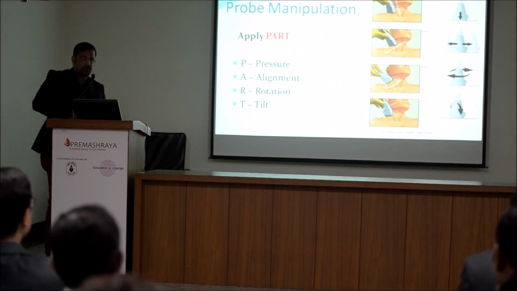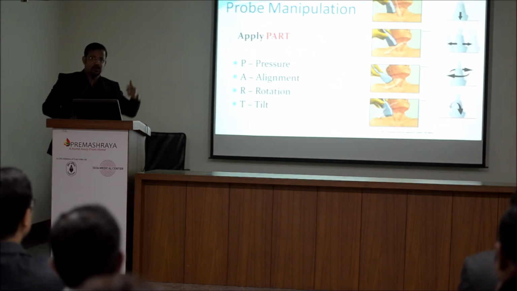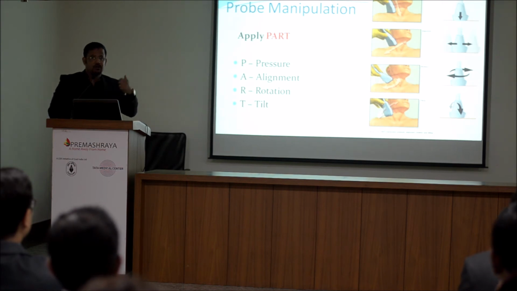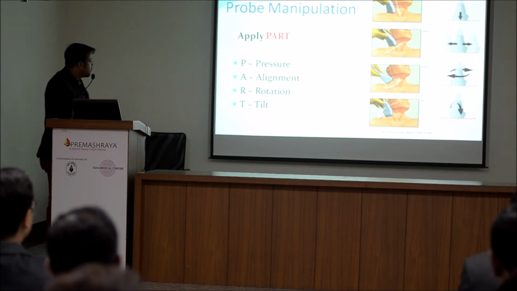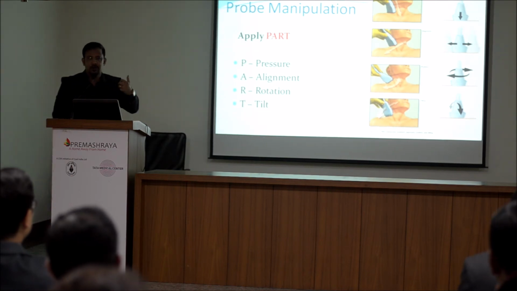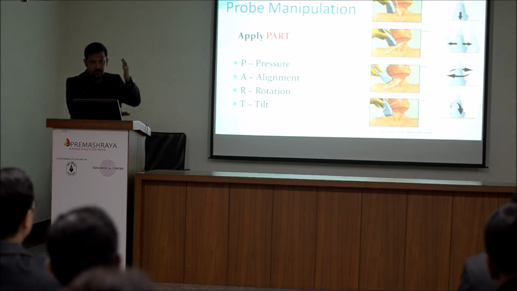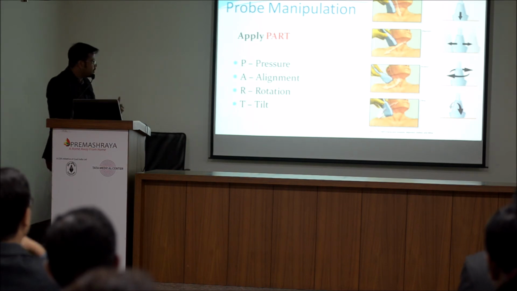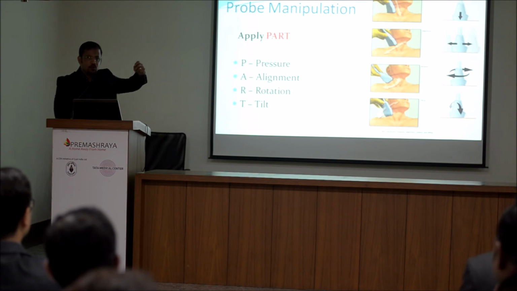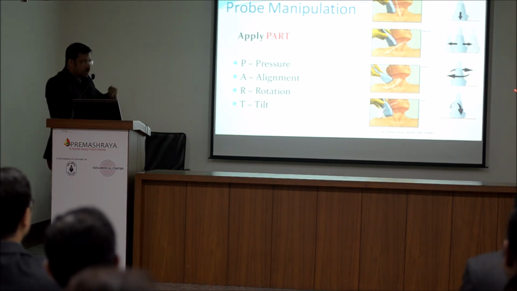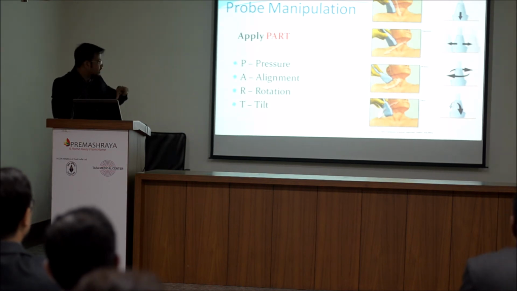Probe manipulation, because you want an optimal image. Obviously if you are putting a probe, you can't see things very nicely, you have to do some manipulation. And the different manipulation, what we call the part pressure. Optimal pressure is required to prevent that gap between the probe and the skin. That air gap has to be removed. So optimal pressure, alignment. You can move your probe slightly up and down. You can slightly rotate the probe or tilt it to get an optimal image. Okay?